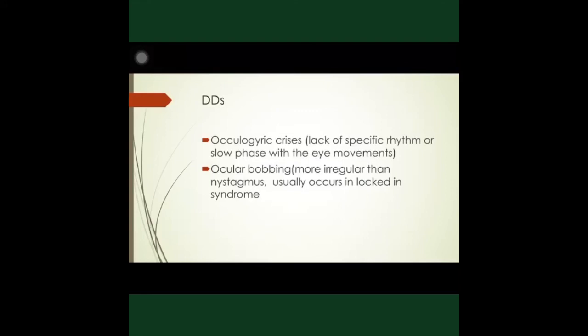Then what are the differential diagnoses of nystagmus? Oculogyric crisis and ocular bobbing. What is ocular bobbing? That is more irregular than nystagmus. In ocular bobbing, there is movement of the eyes. You can see it in locked-in syndrome or any pontine lesions. Oculogyric crisis is differentiated from nystagmus by lack of specific rhythm or slow phase with eye movements. So these are the differential diagnoses of nystagmus.